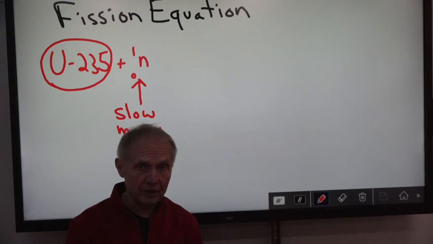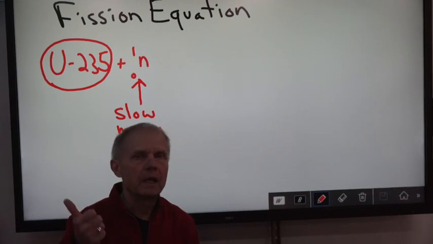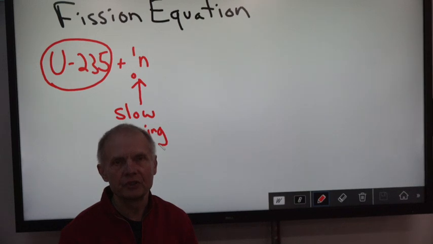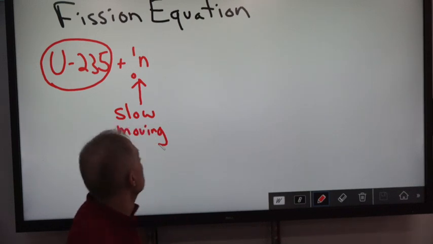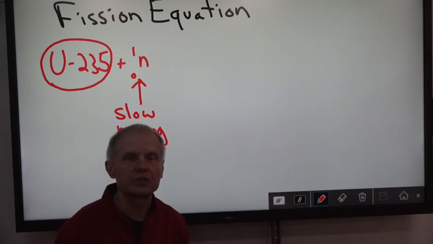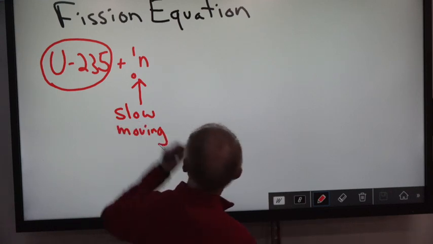So remember the two things I told you that's going to play a part in our further stories coming up. Heavy water and graphite are the two main substances that slow down neutrons. So we've got a slow-moving neutron crashing into the nucleus of a fissionable uranium-235 isotope.